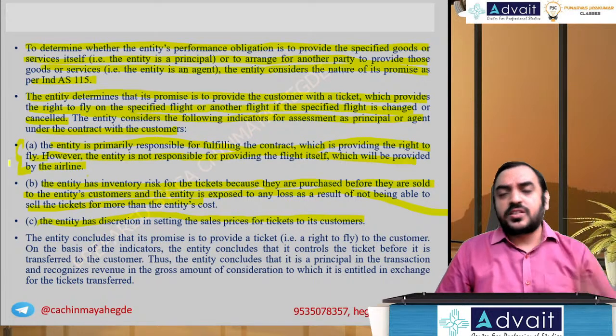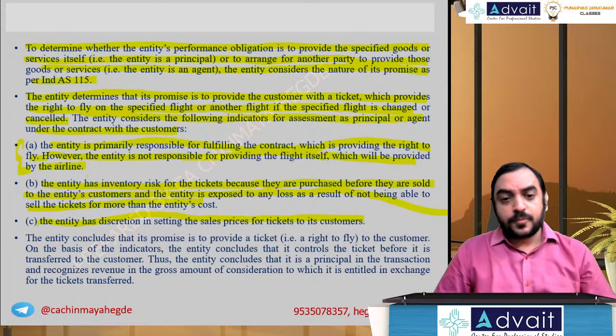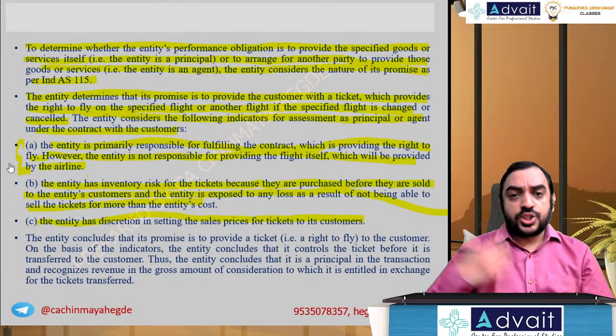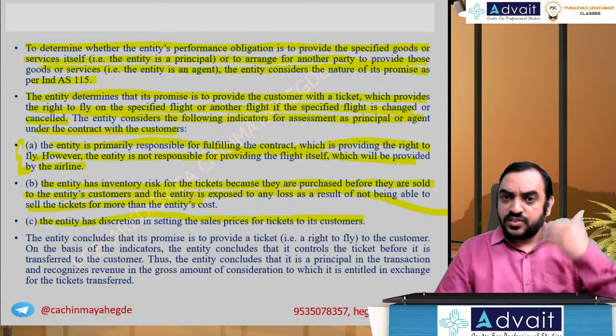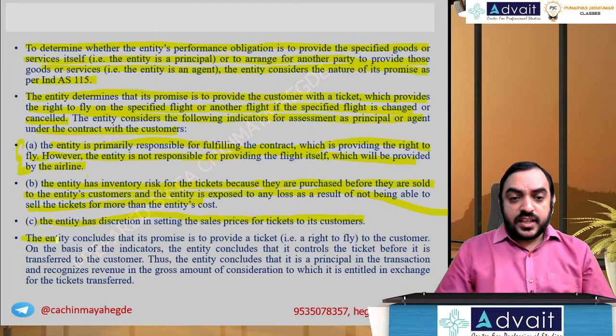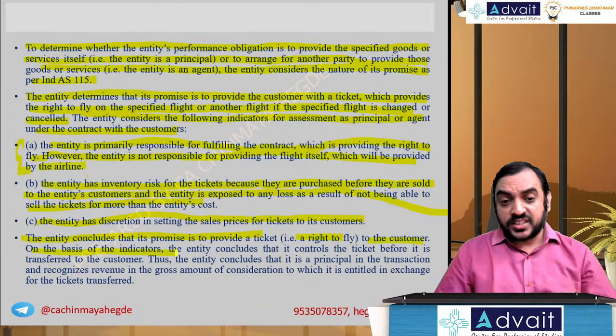So the first point is not satisfied actually because you are not providing the flight yourself. But the second and third points are satisfied, which tell us that you are a principal. So considering the above points, it might feel like it's a principal. The entity concludes that it promised to provide the air tickets, the right to fly, to the customer on the basis of the indicators. Three points were there, two points satisfied.